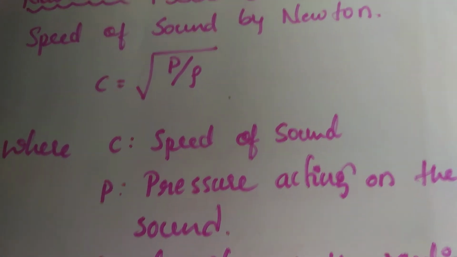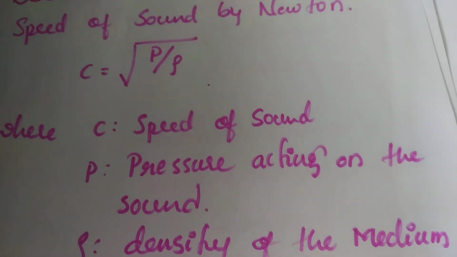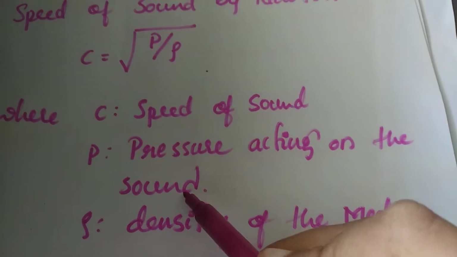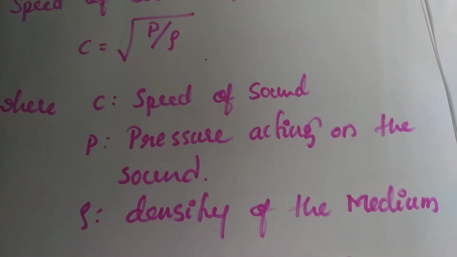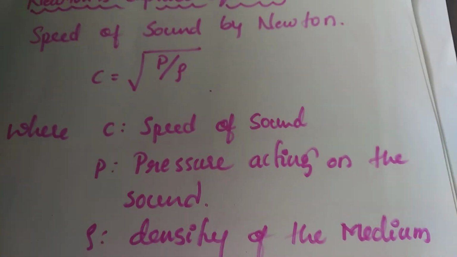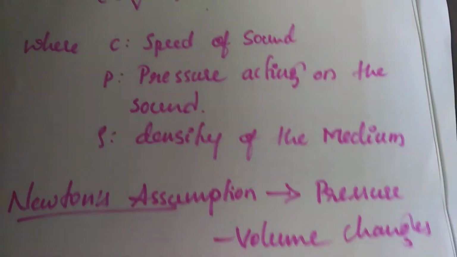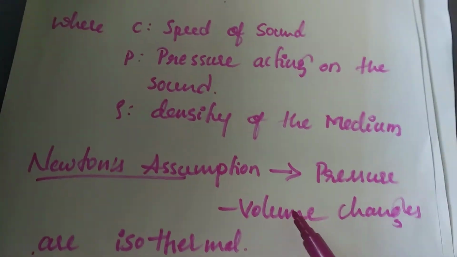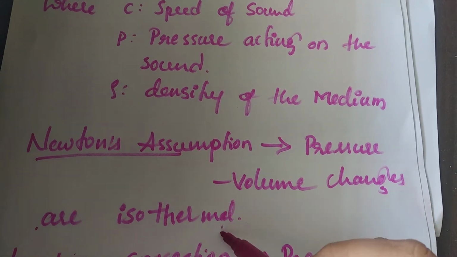Which means the speed of sound is directly proportional to the root of the pressure acting on the sound, and inversely proportional to the square root of the density of the medium. In this, Newton made an assumption: the pressure and volume changes are isothermal.